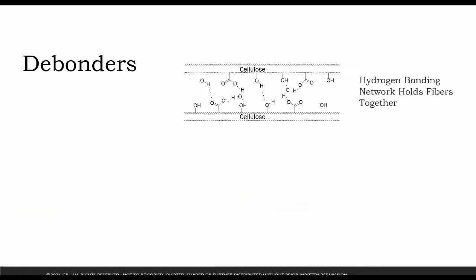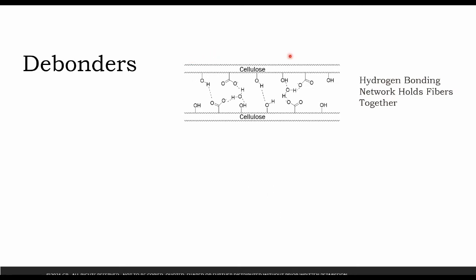Now, what is a debonder? A debonder is basically a chemical means of reducing the strength of our paper. We're going to talk a little bit in the next slide on why we would want to reduce the strength of our paper. But I also want to get us grounded in the chemistry and the why here. So to understand why a debonder reduces the strength of our paper, we first have to take a minute to talk about where the strength of our paper comes from.